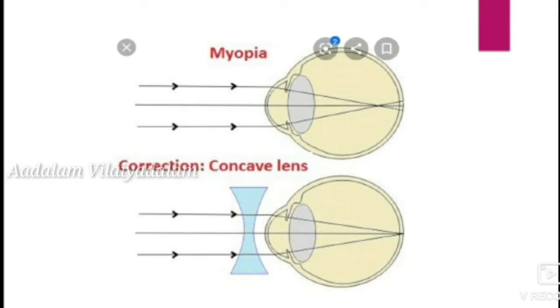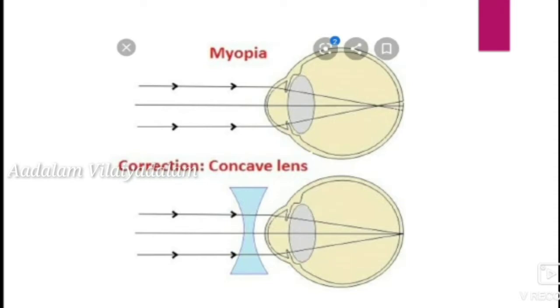Then the image of distant objects is formed before the retina. So we cannot see the distant object clearly. Once again, the focal length of the eye lens is reduced, that means the distance between the eye lens and retina increases. So the image is formed before the retina, and we cannot clearly see the distant object.